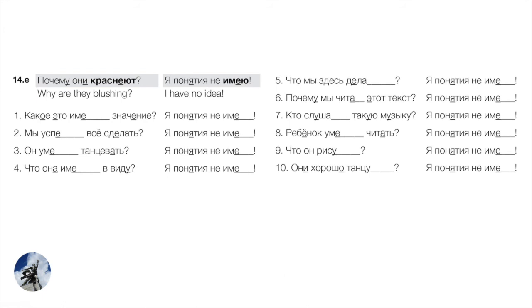Number 10, do they dance well? Они хорошо танцуют? Я понятия не имею. Again, танцевать is an ова verb.